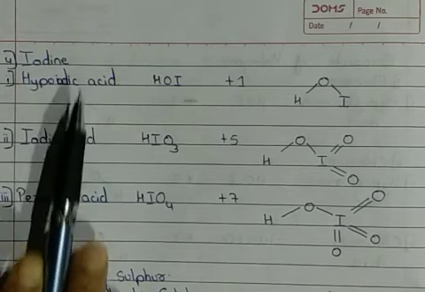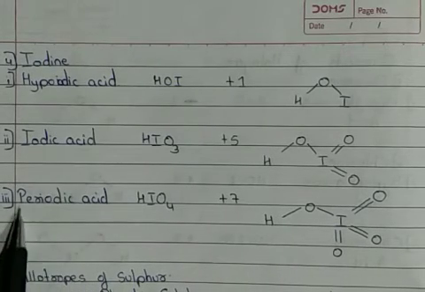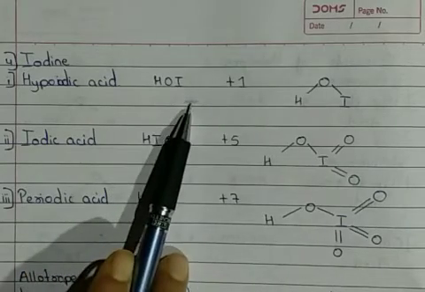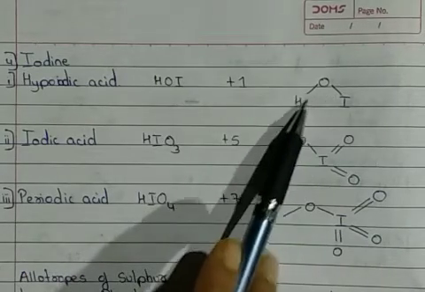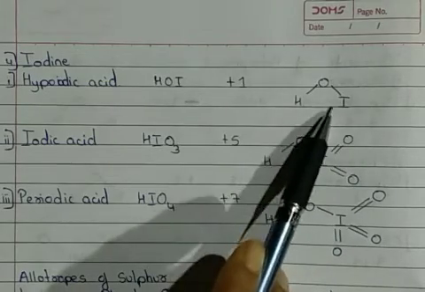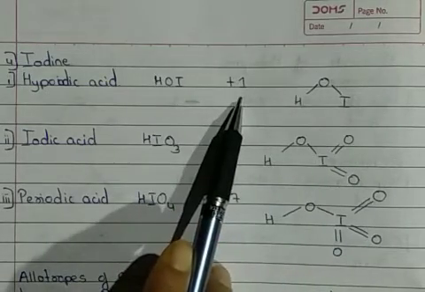Hypoiodic acid, iodic acid and periodic acid. Hypoiodic acid has the formula HOI, where O is definitely at the center, with one single bond to H and the other single bond to I. So as I has only one bond, its oxidation state will be +1.